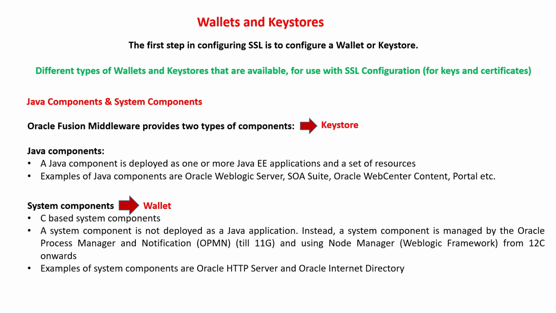If you are going to configure a Java-based component in the Oracle Fusion middleware like SOA Suite, WebLogic Server, WebCenter Content, WebCenter Portal, which is a completely pure Java-based application, then we go for the key stores. And if we are going to work on the system component based middleware product, for example, the Oracle OHS, Oracle OID, then we configure the wallet for storing the SSL related configurations like the public and private keys and the different kinds of certificates. So this is the difference between Java component and system component, and where we use the key store and where we use the wallet.